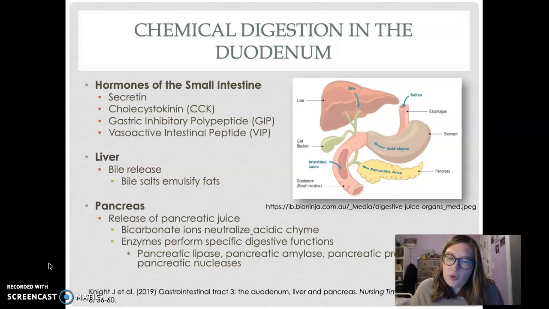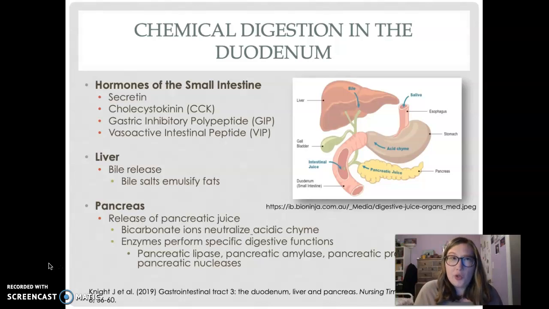Now, the major role that the liver plays in chemical digestion occurring in the duodenum is the release of a fluid called bile. Bile consists of water, bile salts, cholesterol, and phospholipids, as well as pigments like bilirubin that come from the breakdown of red blood cells, which occurs in the liver. Bile salts emulsify fats in the duodenum by breaking larger fat droplets into much smaller fat droplets that can be broken down by pancreatic lipase for absorption.